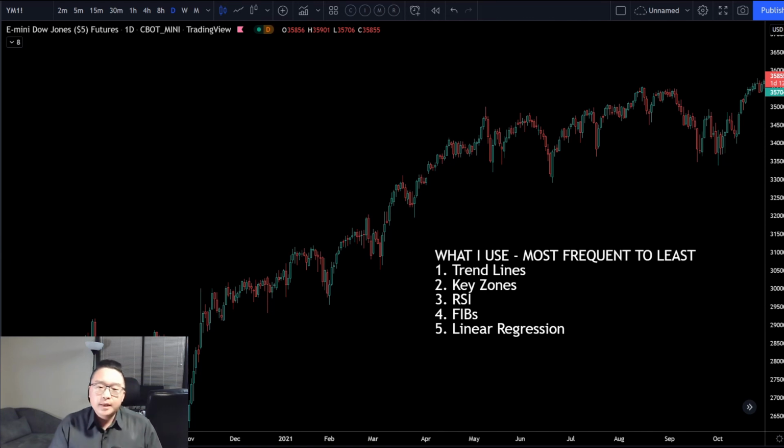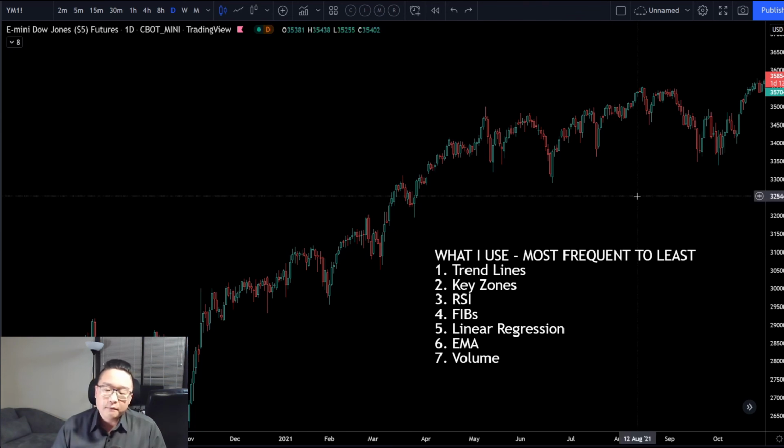And the next topic is we're going to be discussing what I use, ranked from the most frequently used to the least. Number 1 being trend lines, number 2 is key zone, number 3 RSI, followed by fibs, and then linear regression. Those are the top 5 that I use on a daily basis in determining both entries and exits. But there are a couple others that I feel like I must discuss, and they are frequently used as well, just maybe not on a daily basis and not for determining entries and exits. And those are EMAs and volume as discussed.